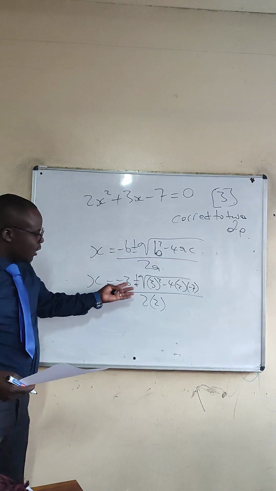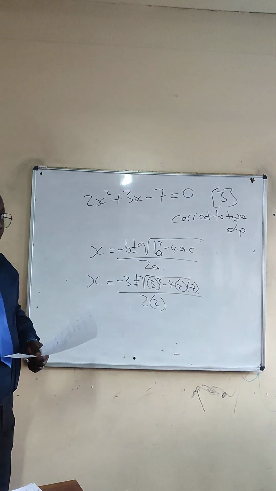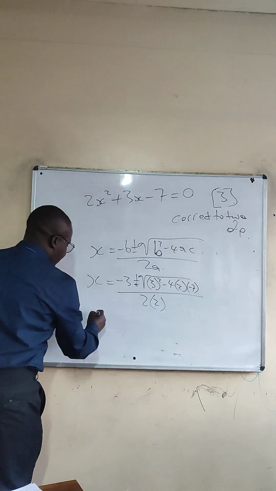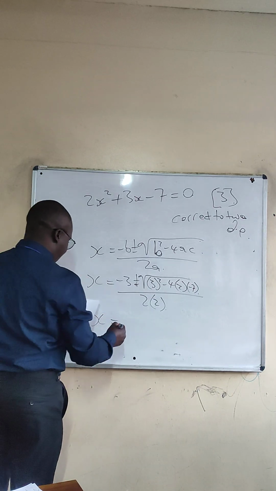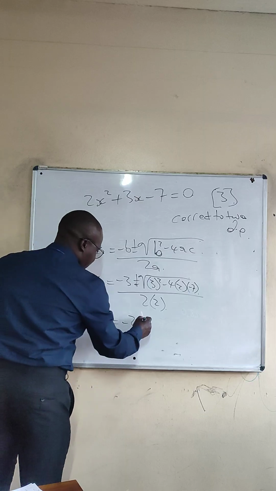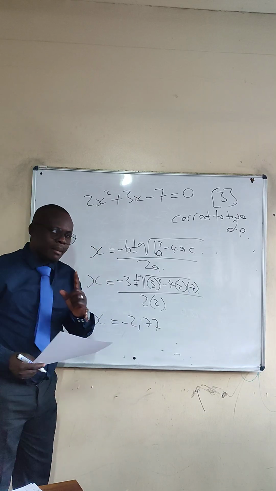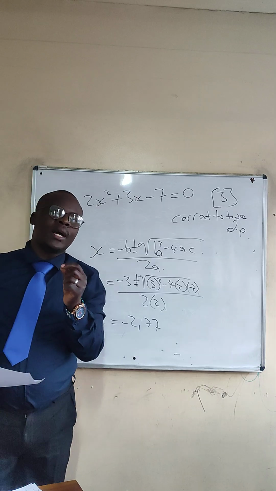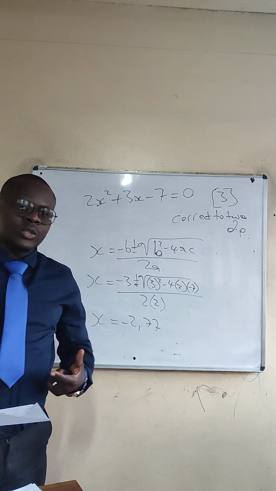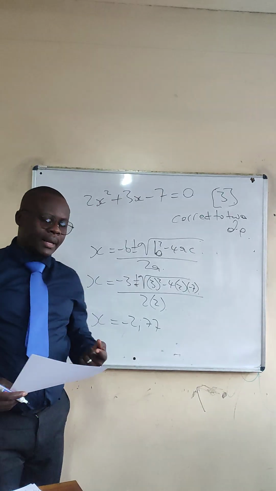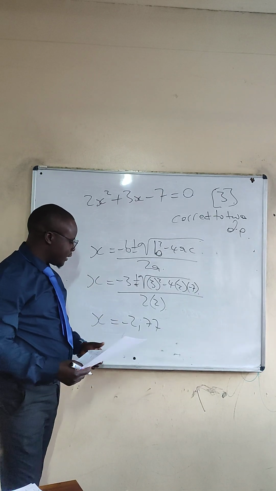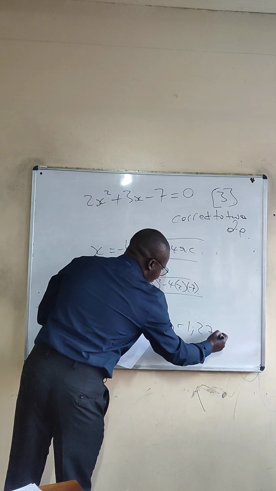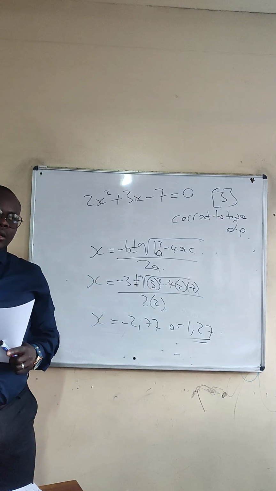After we do this, we have to punch the calculator, obviously. After punching the calculator, we are going to have our 2 values of x. Just remember that you have to round off correct to 2 decimal places. That also attracts a mark. If you don't round off correct to 2 decimal places, you risk losing a mark. So our first answer was x equals negative 2.77, and our second answer was 1.27. These are the 2 answers for this question.